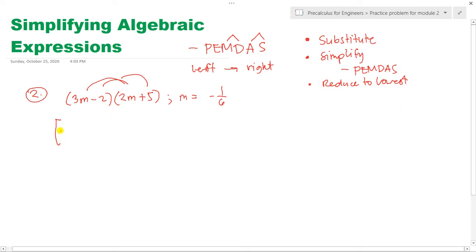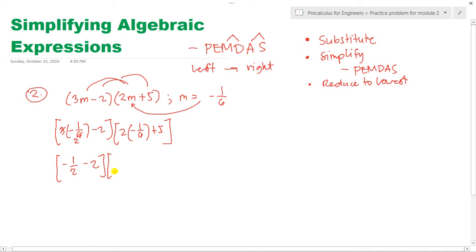So para sa akin class, mas madali yung pag-substitute ng value of m. So we have here 3 times negative 1/6 minus 2, so sinasubstitute natin yung value of m dito, times 2 times negative 1/6 plus 5. So here 3 times negative 1/6, may common sila na 3, so yung 6 yung matira is 2 na lang. So we have here negative 1/2 minus 2 times 2 times negative 1/6. Diba yung 6 is a product of 2 times 3, so makakancel din yung 2 dito. What's left is negative 1/3. So negative 1/3 plus 5.